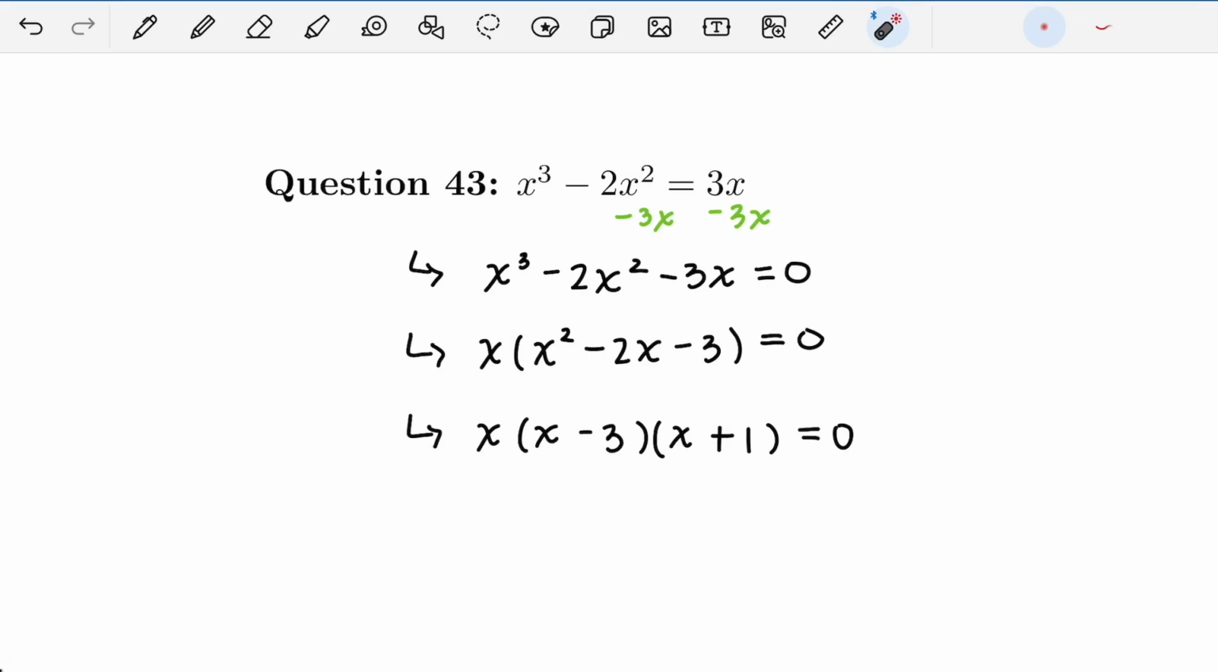Now, notice that we end up with the product of three terms here. So in this case, our zero factor property can be applied to these three terms. x could be equal to 0, or x minus 3 could be equal to 0, or x plus 1 could be equal to 0, or all three of these could be equal to 0. So we're going to end up with three solutions in this case.